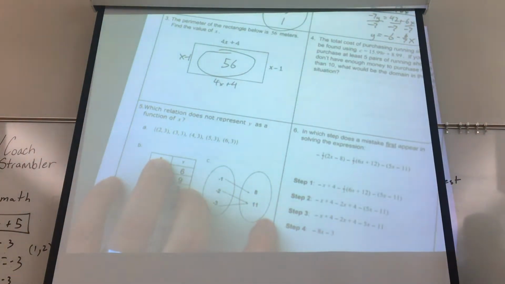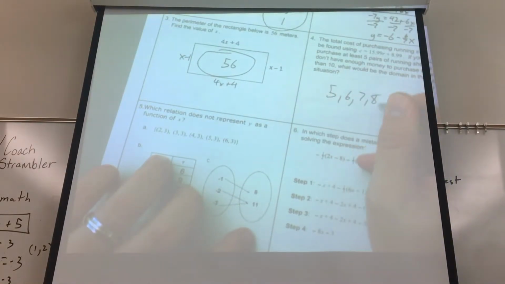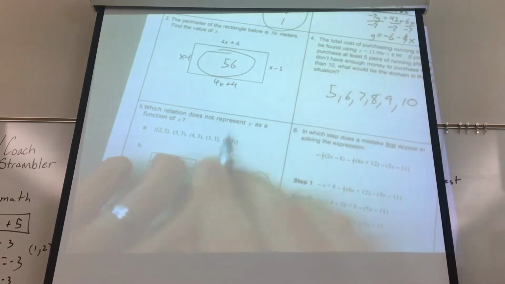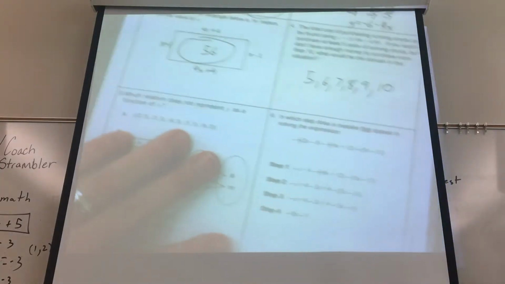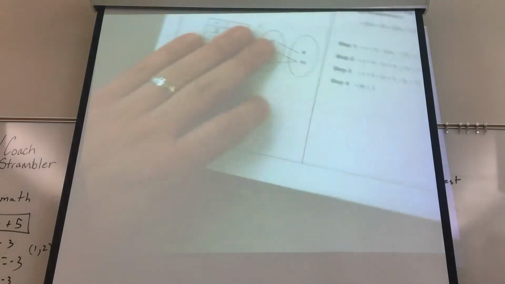Number 4, the cost of the running shorts. You can't buy a half of a pair of running shorts. So if you can afford 5, then you can afford 6, 7, 8, 9, and then 10. None of those values in the middle exist because you can't buy like a third of a pair of running shorts. It doesn't make sense.